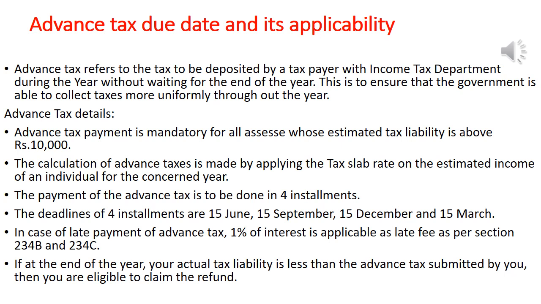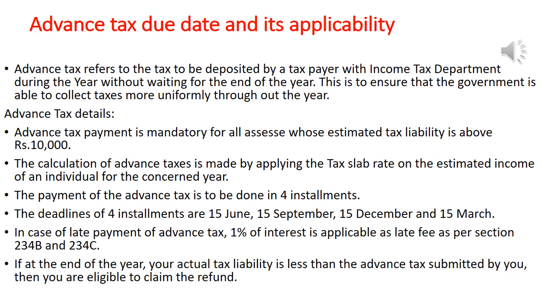Advance tax payment is mandatory for all taxpayers whose estimated tax liability is above 10,000 rupees. And how is it calculated? The calculation of advance tax is made by applying the tax slab rate on the estimated income of that particular individual for that concerned year. So, based on the tax slab rate, the calculation of advance tax is done. And whose estimated tax liability is more than 10,000 rupees, they need to pay the advance tax.